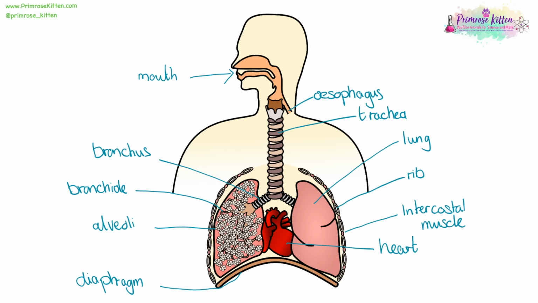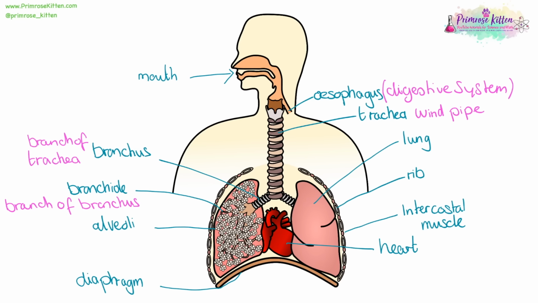Here we have our respiratory system. Air goes in through the mouth or the nose, down into the trachea, which is also known as the windpipe. Then into the bronchus, which is a branch of the trachea. Into the bronchioli, which is a branch of the bronchus. And into little grape or cauliflower shaped alveoli. This is where gas exchange happens. And they have an incredibly large surface area.